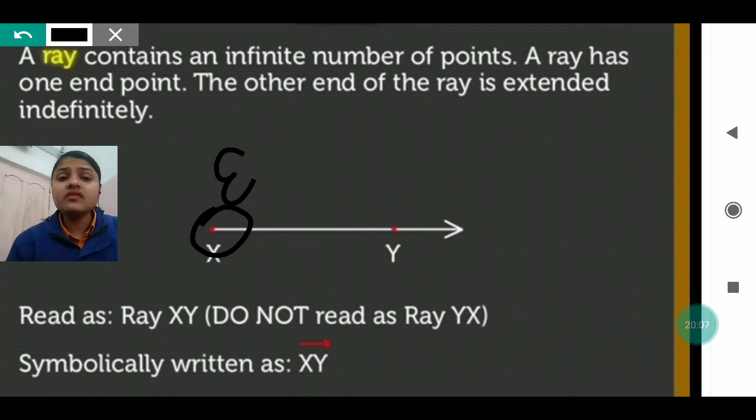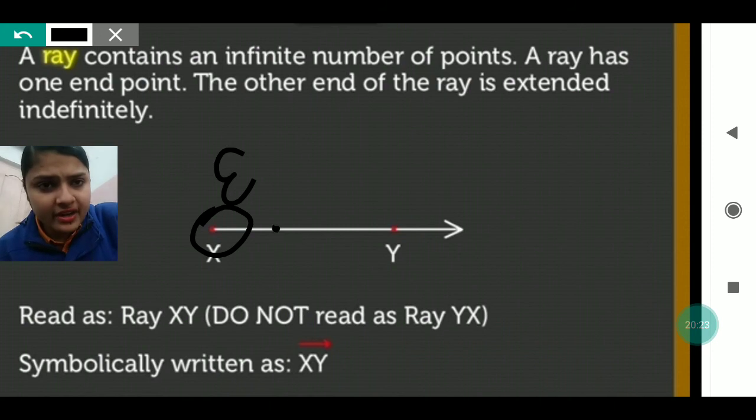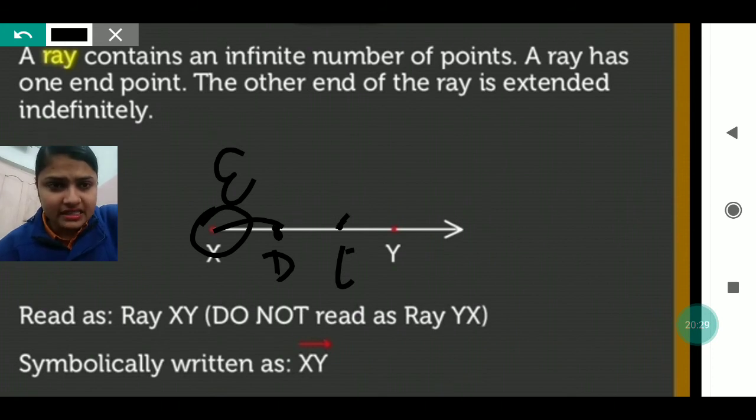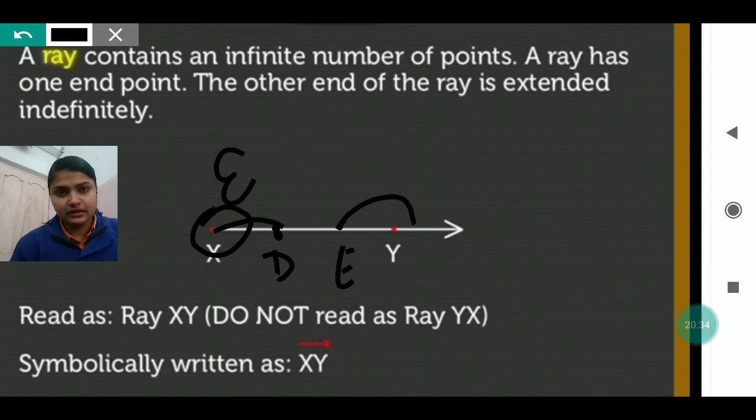And the symbol which we use for a ray, suppose x and y are there. Now you will say, miss, there are 2 points, so it has a fixed length. No, it does not have a fixed length. Already it is written that it contains an infinite number of points. We can write d here also, we can write e here also, and this ed will also be a line, and this ey will also be a line. So it doesn't have any fixed length. It can go infinite.